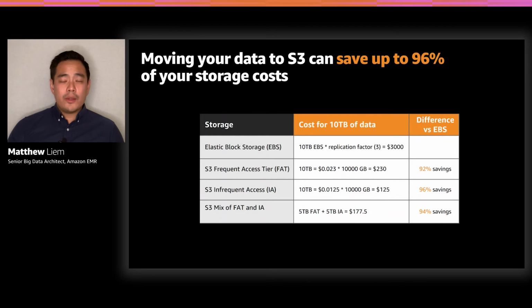Taking our 10 terabyte requirement, for example, the cost of storing that in HDFS on EBS is going to be $3,000. With S3, depending on your access tier, you're going to be able to save anywhere from 90 up to 96%, not only because the S3 storage rates are significantly lower, but our requirement for how much data we need to store goes down from 30 terabytes to 10 terabytes because we don't need to factor in the replication factor.